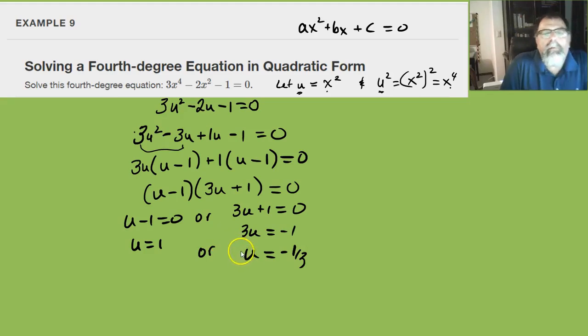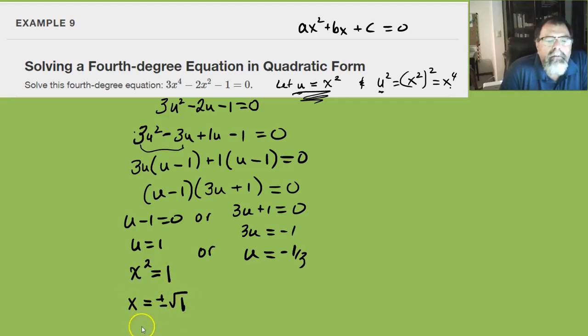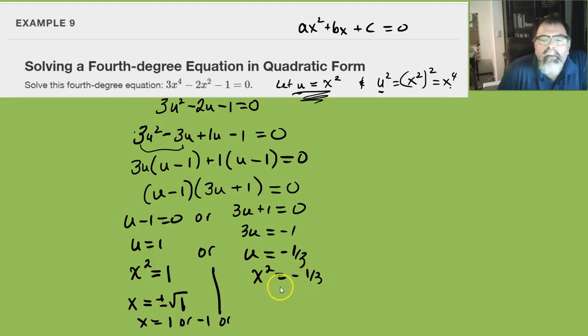Okay, now remember we're solving for x, so now we got to go back. We put in the x squared for u, this substitution, and then you square root both sides. Don't forget to do plus or minus. So x is 1 or negative 1. So that gives us 2 solutions. Now we do the same for this, substitute back. And then we're going to square root both sides.